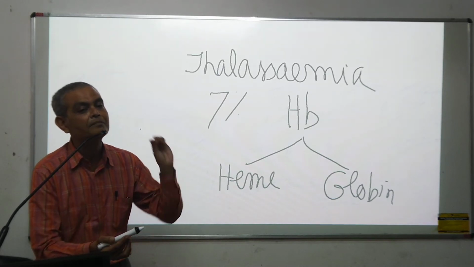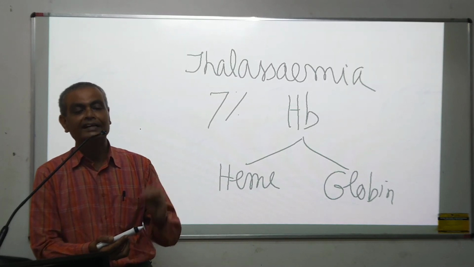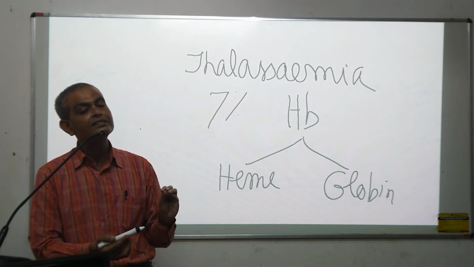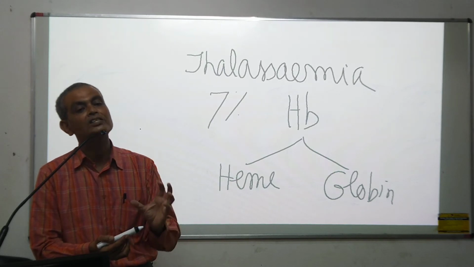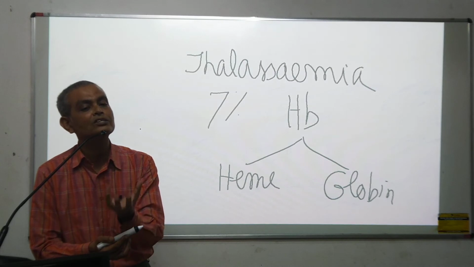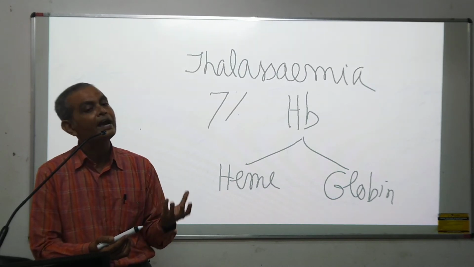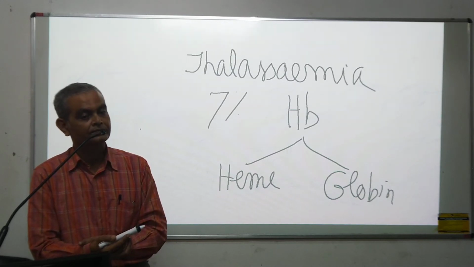And that is the basis of abnormality of globin chain. That is causing the anemia. So decreased globin chain synthesis will give rise to some abnormality in the structure of the hemoglobin, and that will give rise to less oxygen carrying capacity. So ultimately there will be anemia, and that will also give rise to increased cellular destruction.